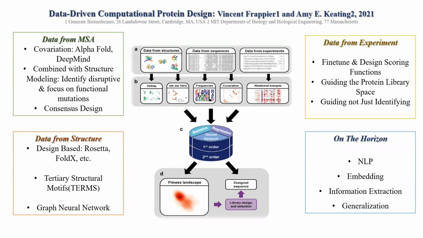The first one is data from multiple sequence alignment. They talked about covariation and how we can use quantitative analysis of covariations of residues in order to produce distance maps from residues. Lots of pioneers in deep learning like AlphaFold are using that. Another one is using multiple sequence alignment with structure-based modeling in order to identify disruptive residues, and as a result, focus the design on functional mutations.